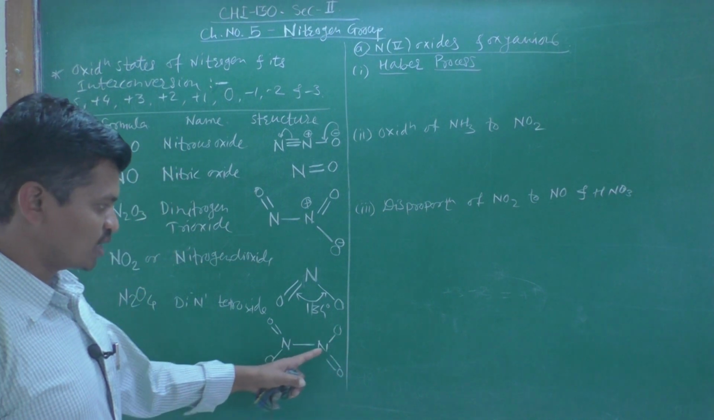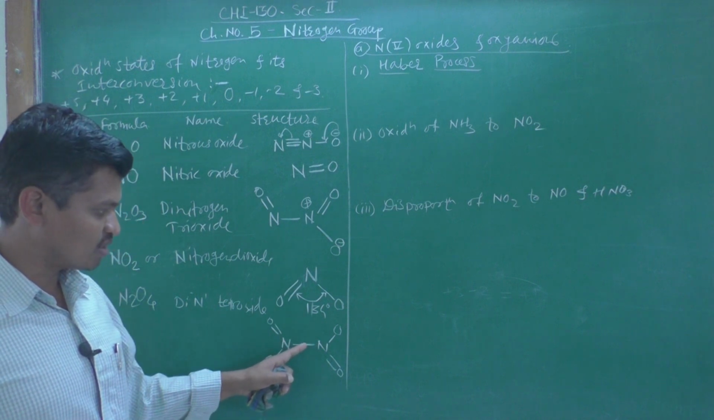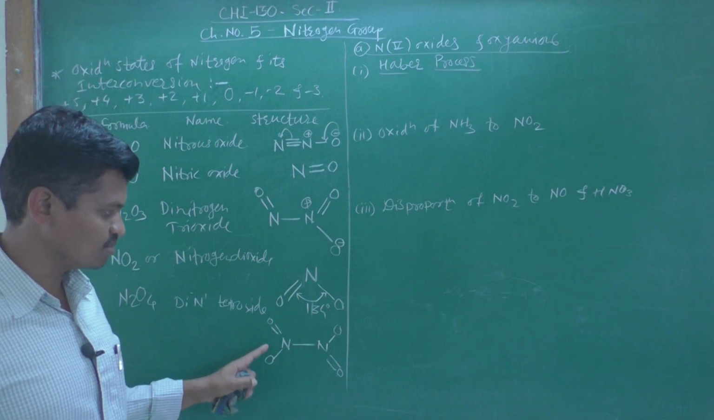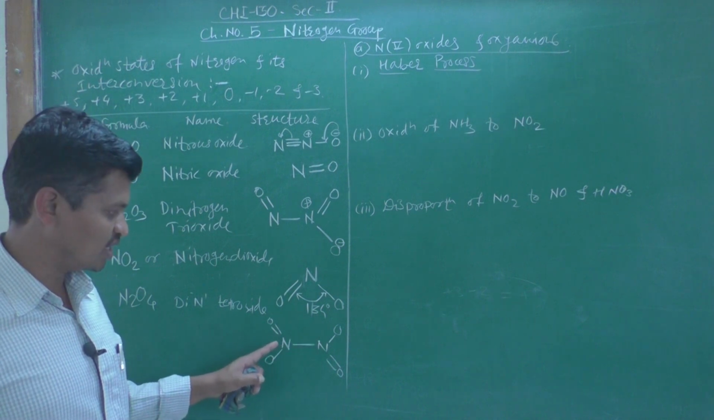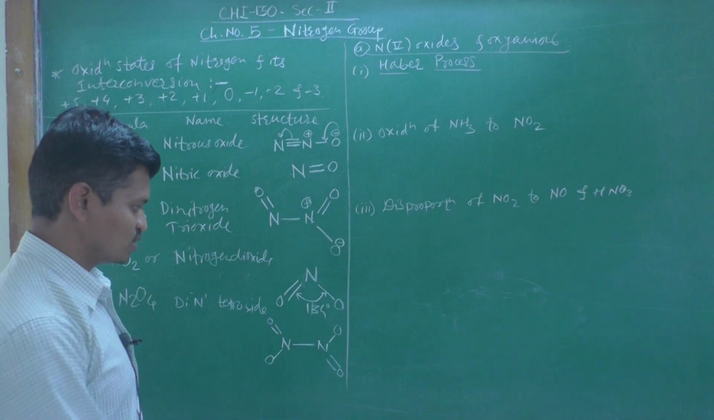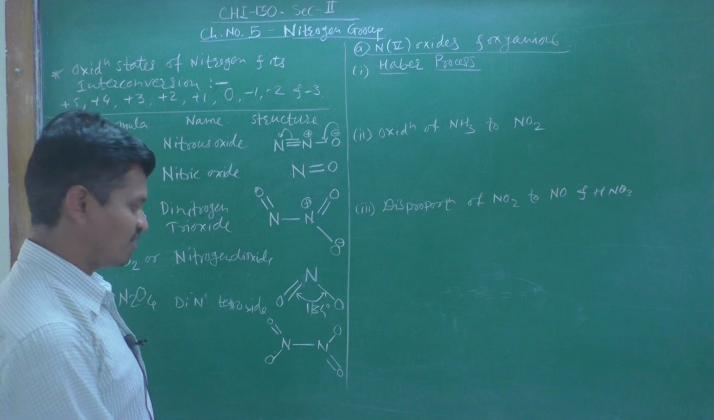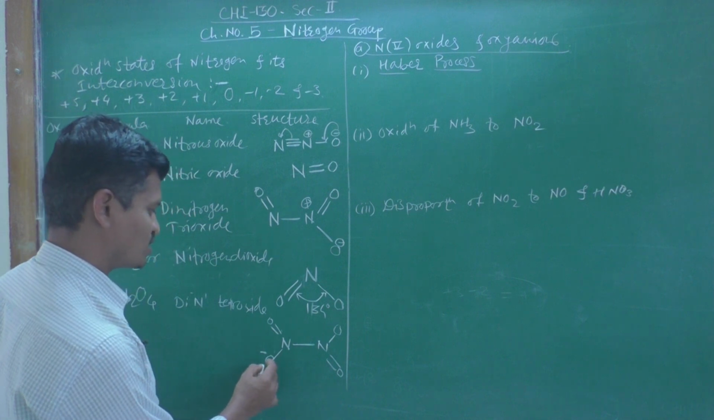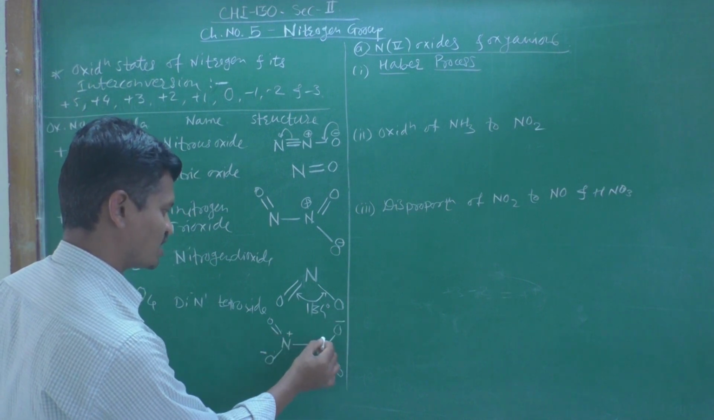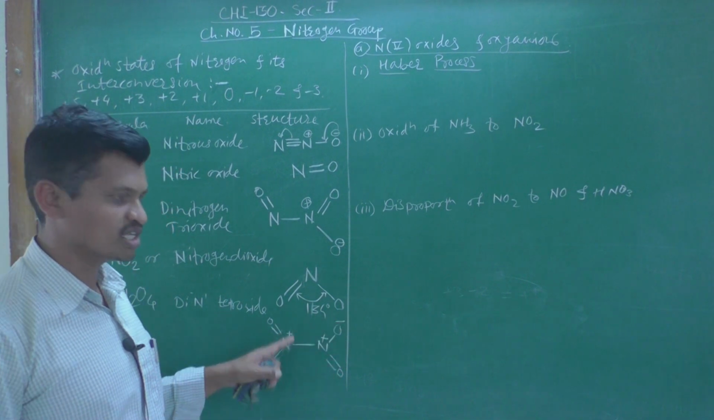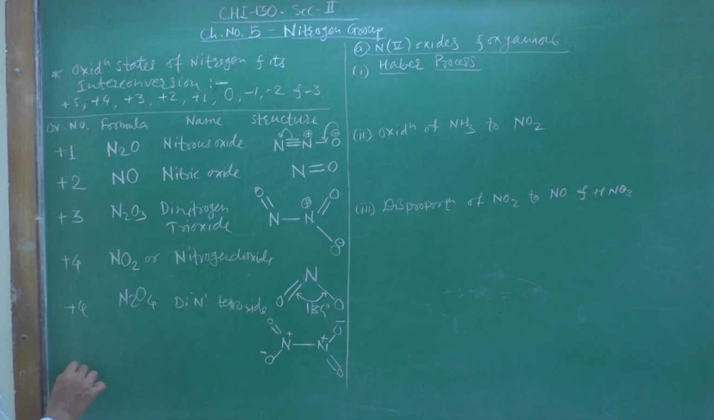Okay. And the structure is like this. The 2 nitrogen atoms are joined together by a single covalent bond, and each nitrogen atom has 2 oxygen atoms, one doubly bonded and one singly bonded. Each nitrogen atom is tetravalent here. The oxygen carries a negative charge and the nitrogen carries 1 positive charge, so as a whole there are 2 positive and 2 negative charges, and the molecule is neutral.